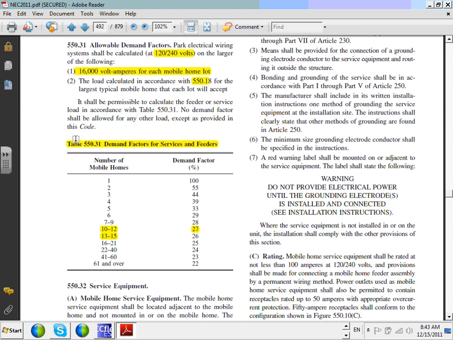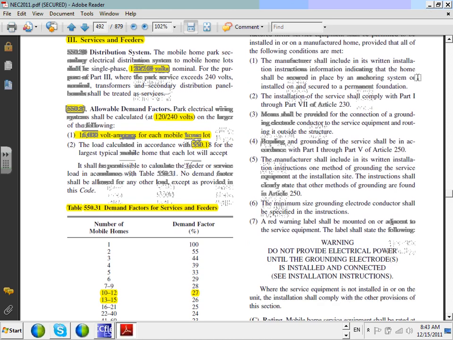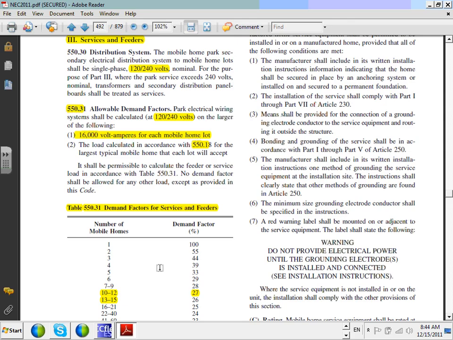Okay, so I'm going to do it based on the 16, so everybody knows where we are right now, in the manufactured and mobile homes right here, and in the demand. So any question, guys, about this table? That's what we're going to be doing. I want to remind you, this is a 120-240 single phase system.